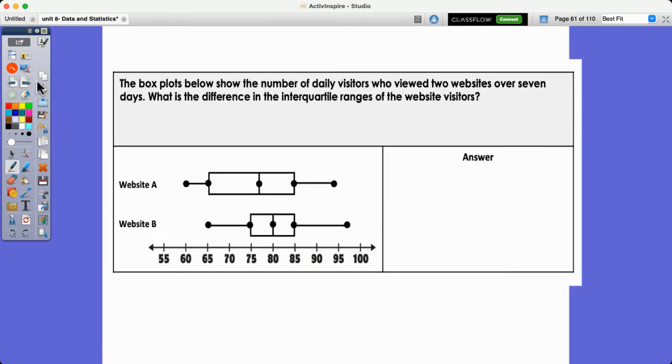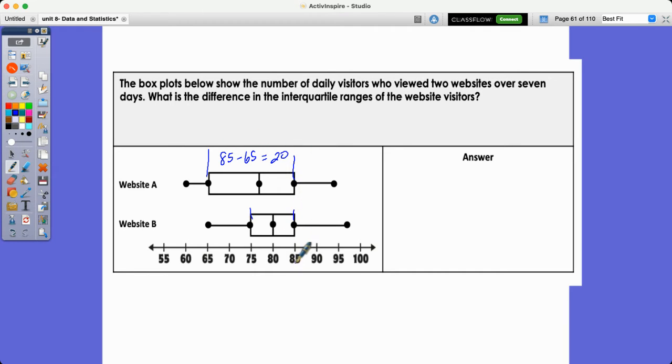Okay, let's take a look at the next one. It says the box plot below shows the number of daily visitors who visited two websites over 7 days. What is the difference in the interquartile ranges of the website visitors? Now remember, this is your interquartile range, here to here and here to here. So we need to find two IQRs. The first one is 85 minus 65, so my IQR is 20.